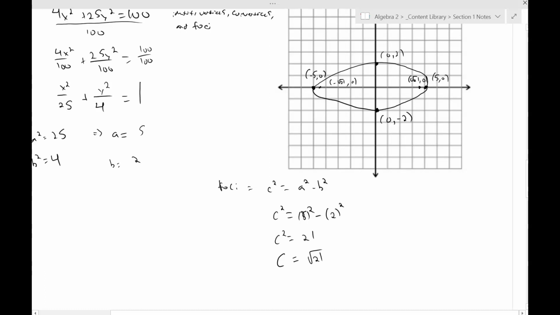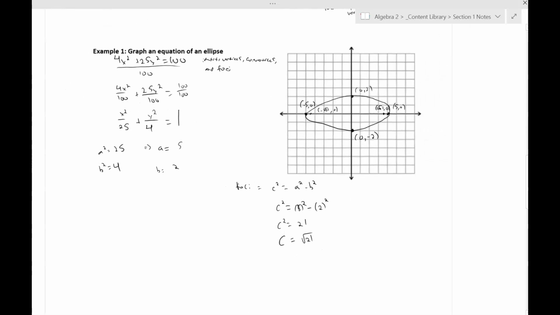Okay, maybe I should use some color coding. I'll make sure I do that in the next problem. So that's kind of how you do these. Basically, you want to find your A and B values, and then use those to find your foci and plot those things. But you have to start by identifying what your major axis is. If the value underneath the x is larger, then your major axis is the x-axis. If it's underneath the y value, then it'd be the y-axis. Okay, let's move on here.